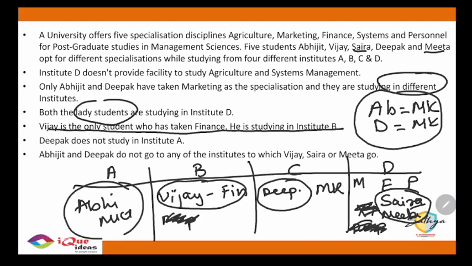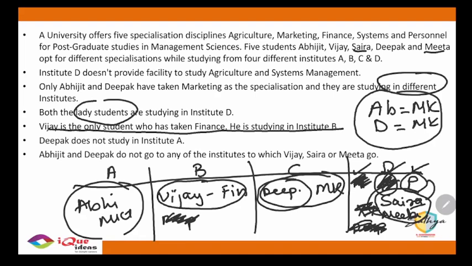Now, I know Abhijit is in A with marketing, I know Vijay is in B with finance, I know Deepak is in C with marketing. That means Saira and Meeta could be marketing, finance or production. They can't be marketing, because only Abhijit and Deepak have taken marketing. That means marketing is now eliminated for them. So it could either be finance or production. But it is mentioned that Vijay is the only student who has taken finance. Correct. So even finance is now eliminated. So it is fixed that Saira is in production and Meeta is also in production.